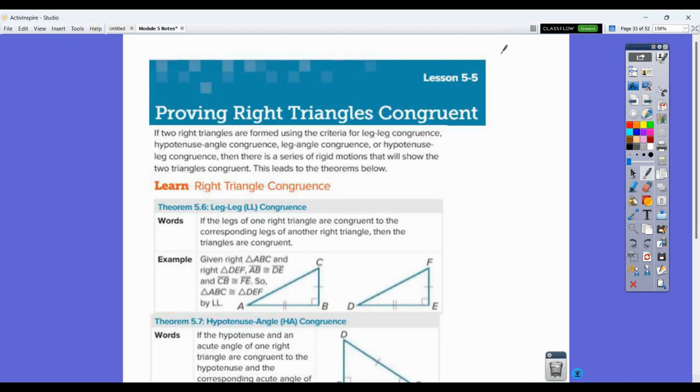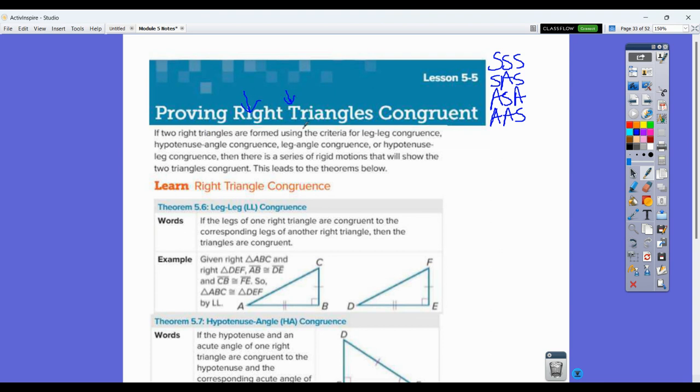So we should have side, side, side; side, angle, side; angle, side, angle; and angle, angle, side as our ways to prove triangles congruent. We're going to add a little bit to that list today, but instead of using S's and A's, today we're going to use H's, L's, and A's, and it will only be two things. So these are specific to right triangles that we're going to talk about today.